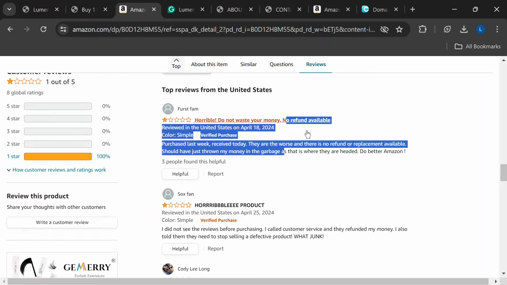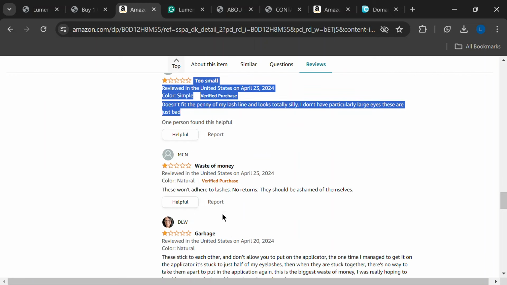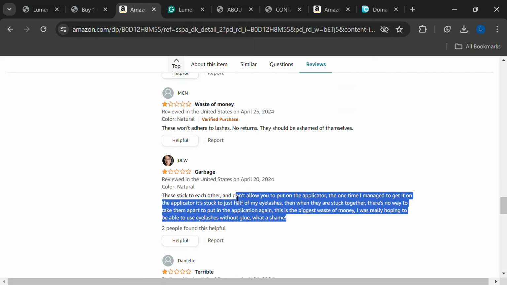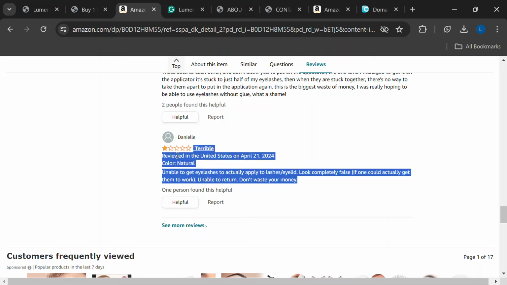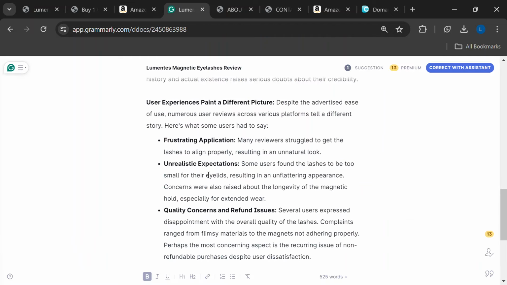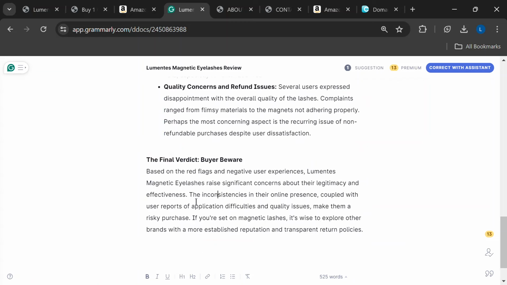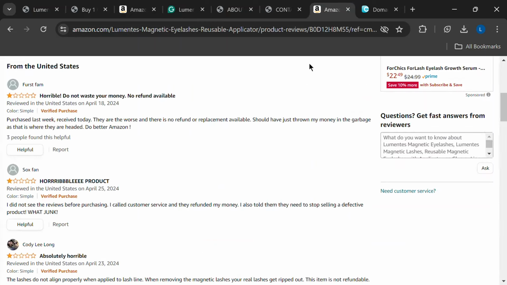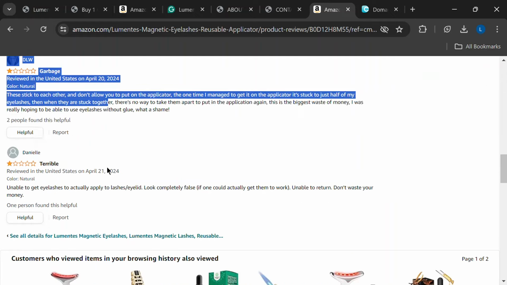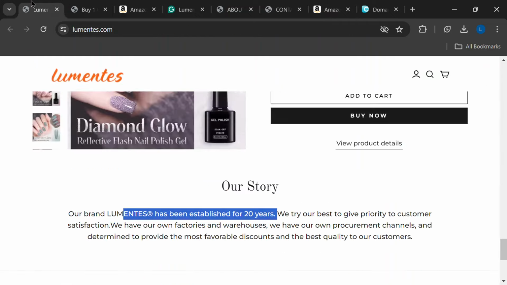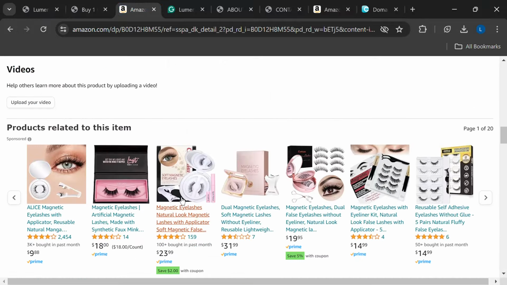All right, so what are your options if you still want to try magnetic lashes? There are other brands out there that might be more reliable. Overall, based on what I found, I wouldn't recommend Lumentes Magnetic Eyelashes. There are just too many red flags and negative reviews. If you're looking for magnetic lashes, do your research and choose a brand with a good reputation.